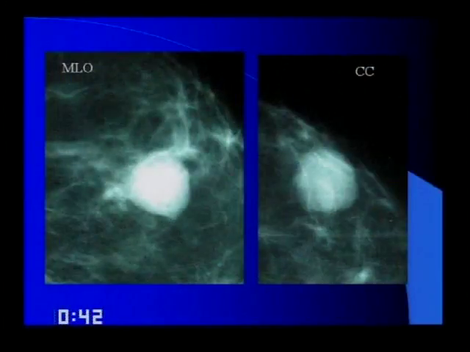Well, Dr. Sennett, I'll grant you that it may be a little bit more ill-marginated in the posterior aspect of the MLO view. However, I'm wanting to work this up. I'm not ready to send her out the door just yet. Okay. And radiology is not a democratic process.